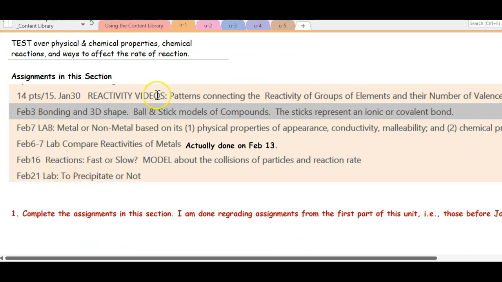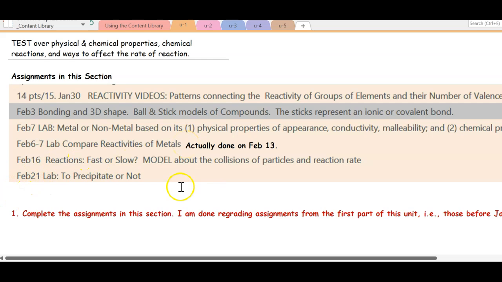The first one starts with, remember those reactivity videos we had quite a while ago, the end of January. Then bonding, ball and stick models, and then we did electron dots. The lab metal or non-metal based on the physical properties of appearance and the chemical properties. Then the one we did on February 13th, comparing the reactivities of various metals. I remember how well you did on that.